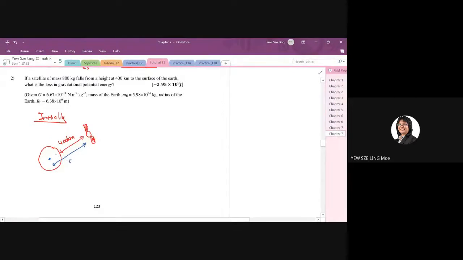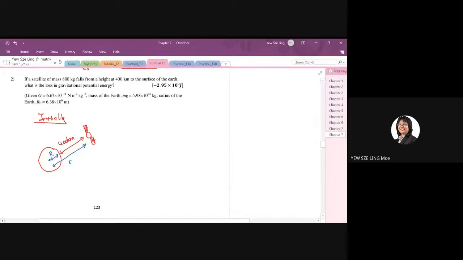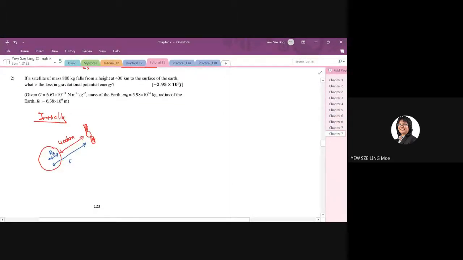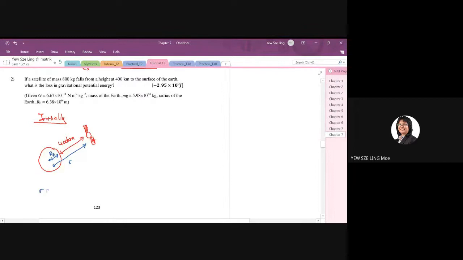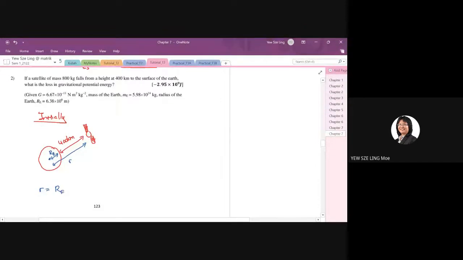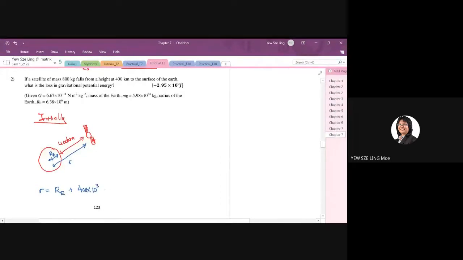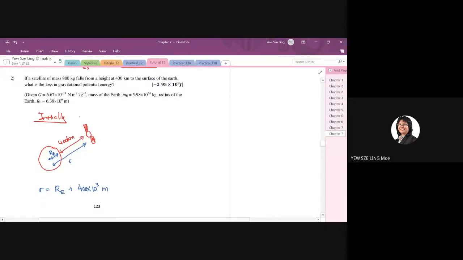What does it mean? It means if you want to calculate r, then you need to take into consideration the radius of the Earth, okay, which is your R_E. So for the initial position, okay, for the satellite at 400 km above the Earth, when it comes to the calculation of gravitational potential energy, the r should equal R_E plus 400 times 10 to the power of 3 meter. Because you are given km, you need to convert it into meter.